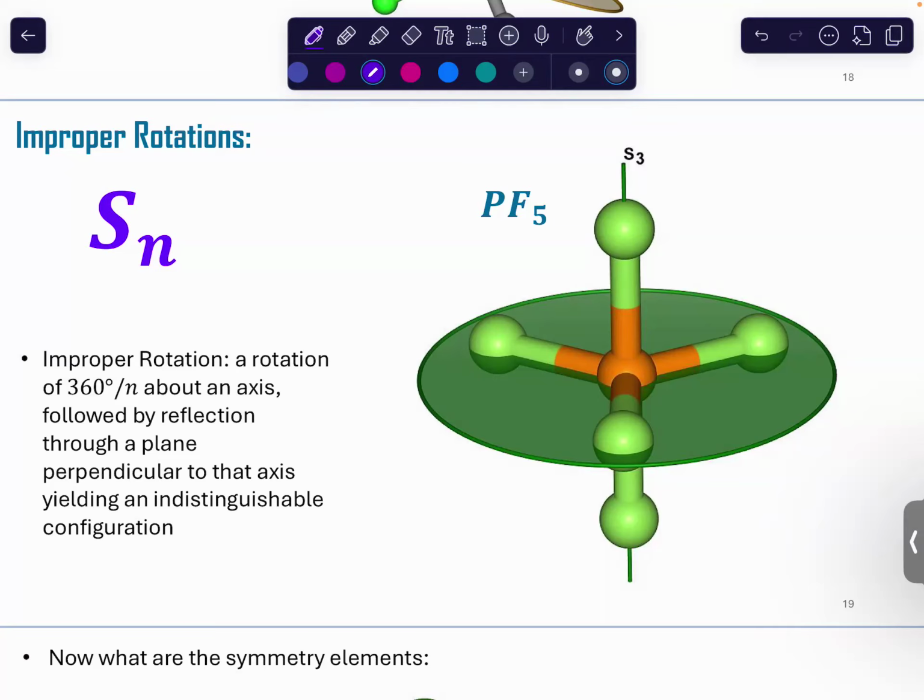And there is, in fact, a C3 that's incident with that S3. However, if I do the S3 where I rotate the 120 degrees and then reflect top to bottom, bottom to top, I'll end up getting the exact same molecule again. So these are called improper rotations. They're a rotation plus a reflection.